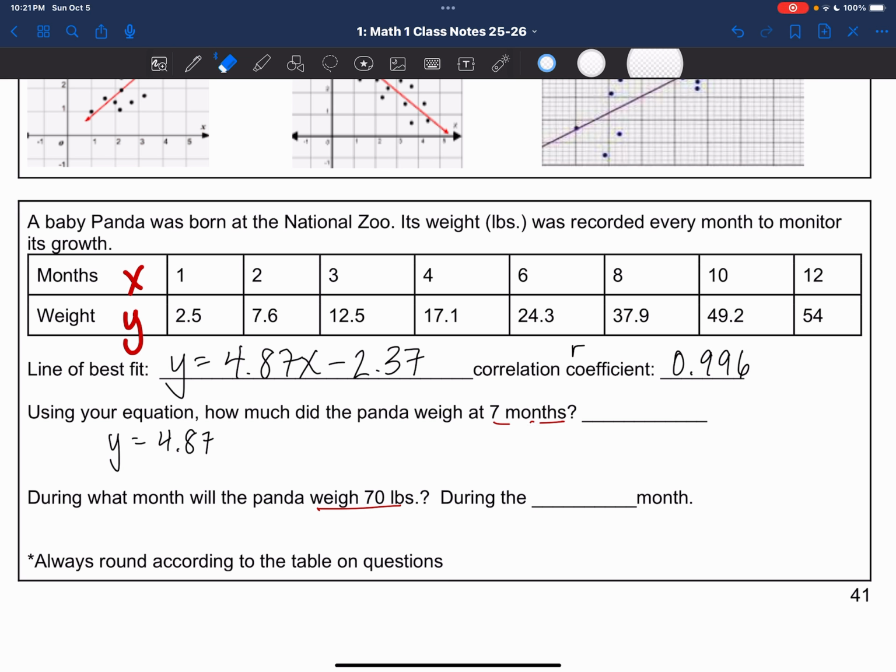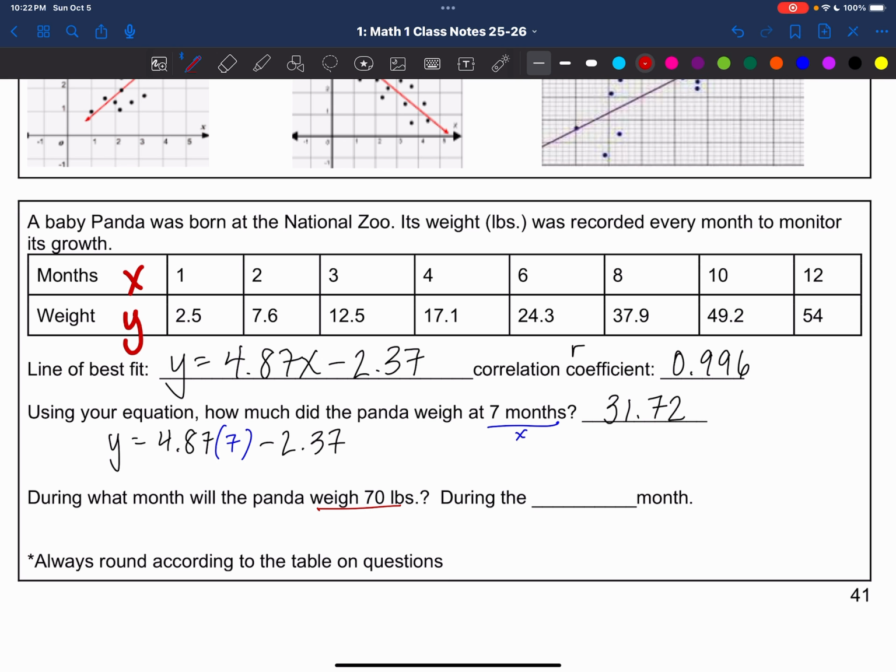I meant to do, yeah, that's right. Usually I like to make blue for months. There we go. And minus. All right, and then you just plug that into your calculator, and we know it's going to be 31.72 pounds. All right, so now it says, during what month will the panda weigh 70 pounds?